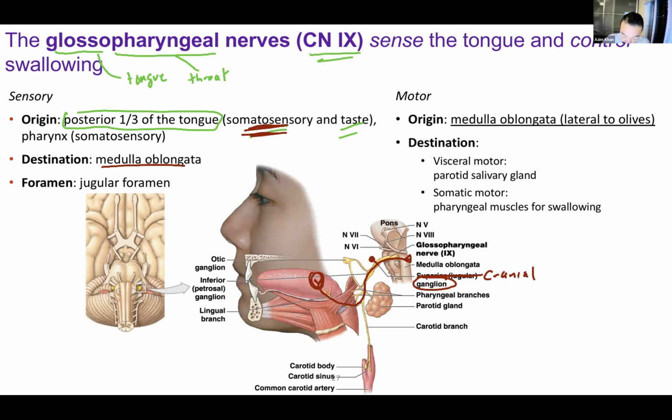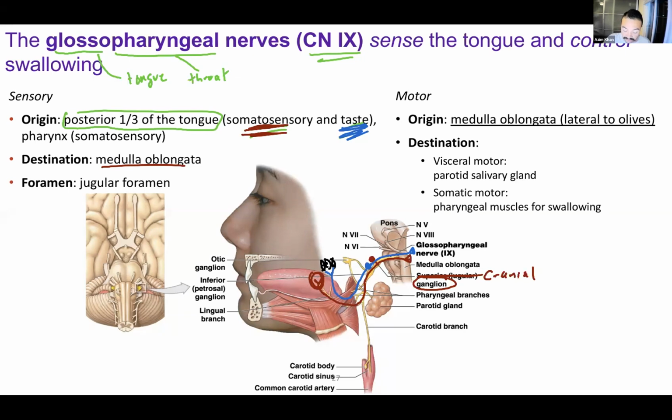If you want to sense taste, remember that we have special gustatory cells that are part of a taste bud. And then those gustatory cells send information to a sensory neuron, which is not going to be pseudo-unipolar, it's going to be bipolar. And we're going to send that information to the medulla, which will eventually make its way to the gustatory cortex. To the thalamus, then the gustatory cortex. That would be the sensory part of this glossopharyngeal nerve.